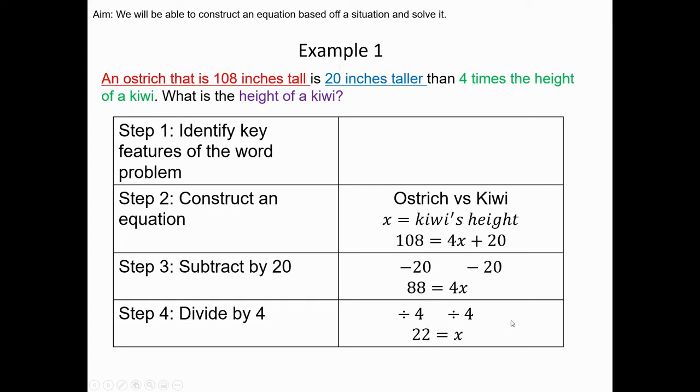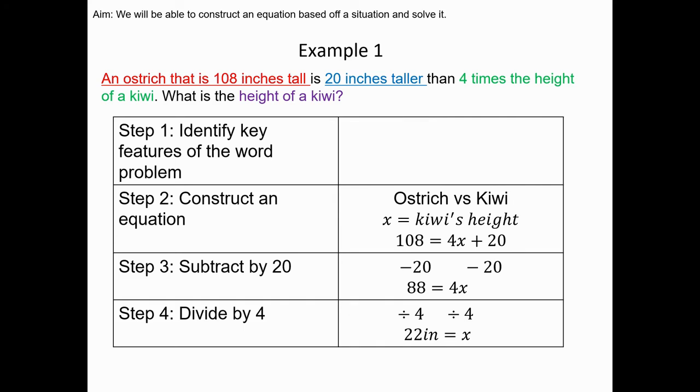Are we done? Is the answer 22? If you said yes, shame on you. It should be 22 inches. Never forget your units if we're dealing with a word problem. I am that kind of teacher that would take off points if you don't put down a unit.